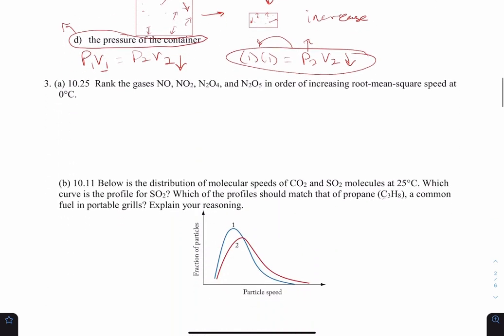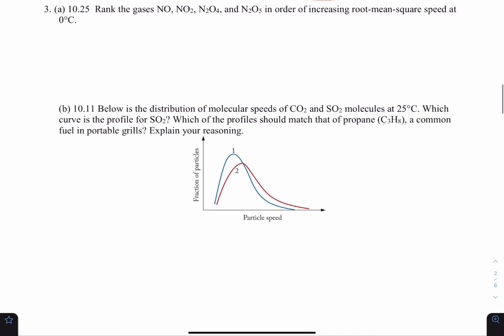All right, number 3 here says rank the gases NO, NO2, N2O4, and N2O5 in order of increasing root mean square speed at 0 degrees Celsius. Okay, so remember that the RMS equation, the u_rms, or the RMS speed of a gas sample, is going to be equal to the square root of 3RT over M, okay? Now, in this case, they're all at the same temperature, so the only thing that differentiates them is M, right?